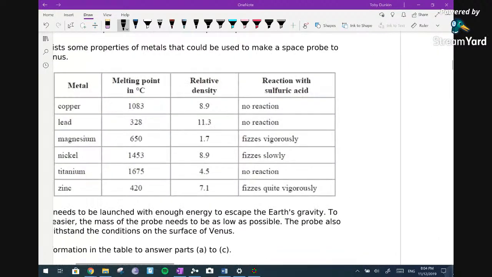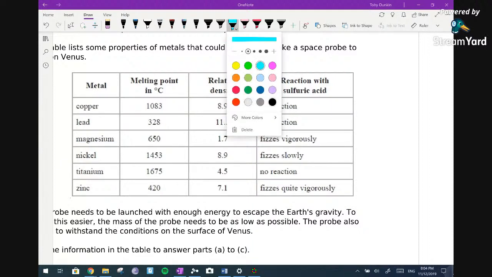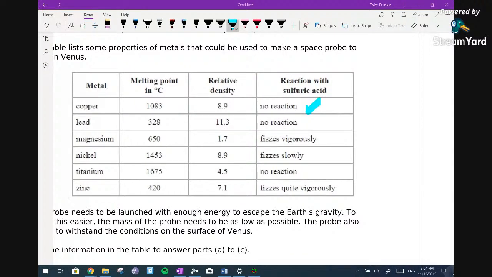First thing is, can we use copper? It'll certainly survive. It'll survive in terms of the acid because there is no reaction, and it will also survive in terms of the melting point. But it's relatively dense. It's quite heavy. Let's look at the next one. Lead will survive the acid, but it won't survive the temperature. Bad news. We can't use lead.